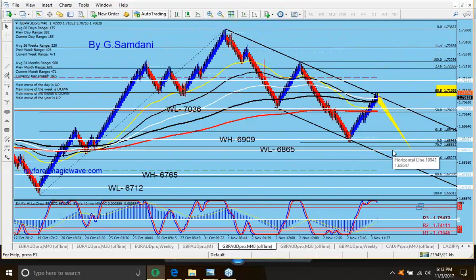So if it drops, you will see my trades next week. Just like dropping here, I have several trades. Here, I will have several trades. And you can do the same.